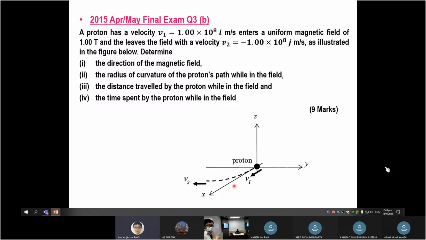If the index finger points to the positive x direction, can you tell me, when the proton is at this position, what will be the direction of the magnetic force? Magnetic force along which direction? Z, y, minus y, or minus z? Look at the coordinate. When my particle is located here, which should be the direction of the magnetic force?